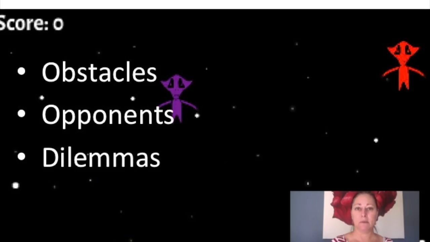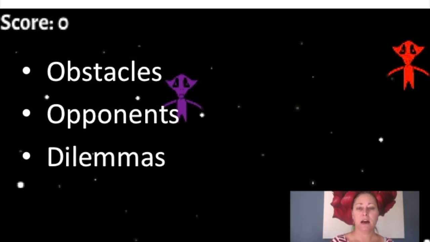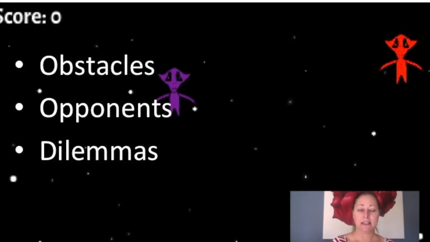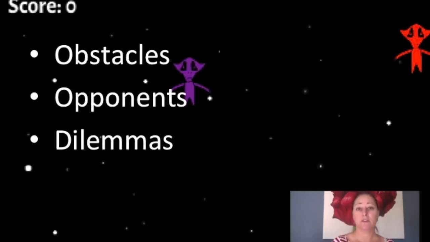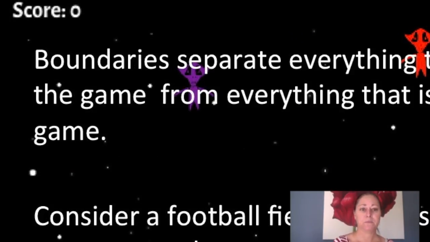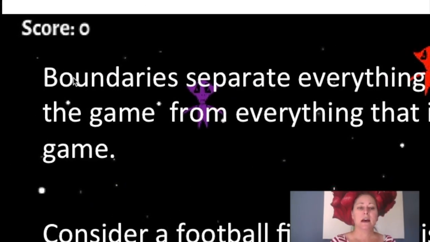So conflict. There are various kinds of conflict that you might have in your games, and these are common examples that you might use. Obstacles, things that your players need to overcome. Opponents that you need to fight against. Alien invasion is a great example of that. Dilemmas, just choices that your players, your characters in the game, are facing, so you have to decide to do one thing over another. Those are great examples of how to create conflict in your game that makes it challenging and interesting for your players to continue playing.